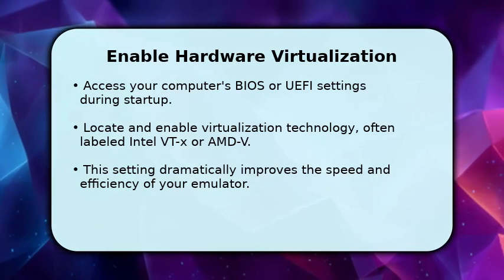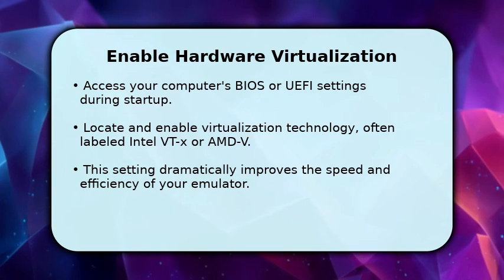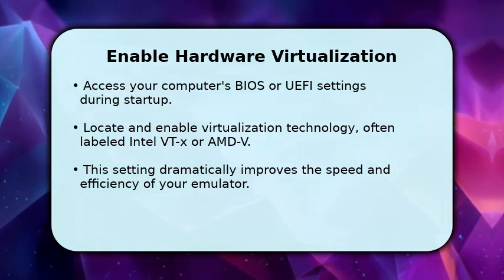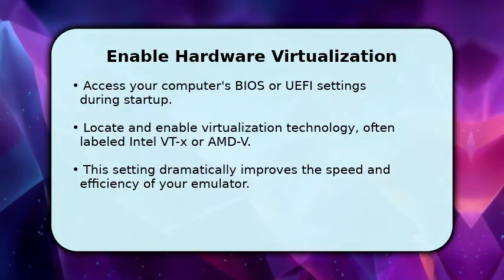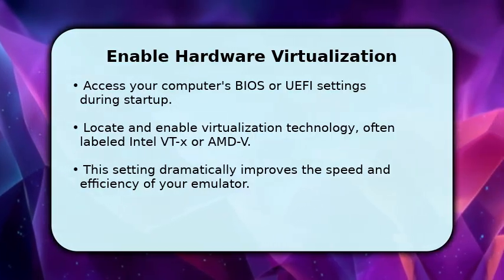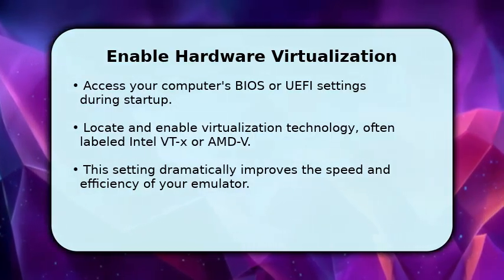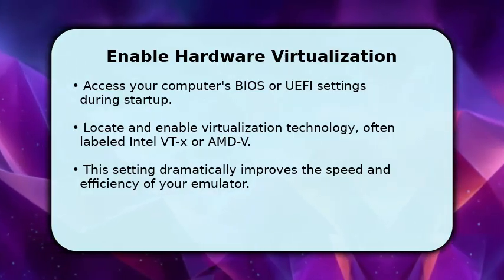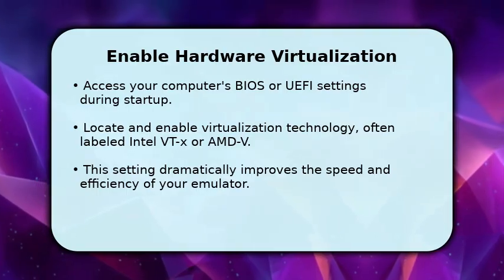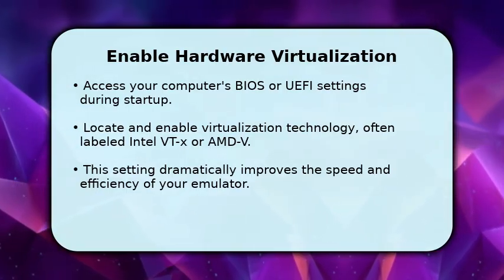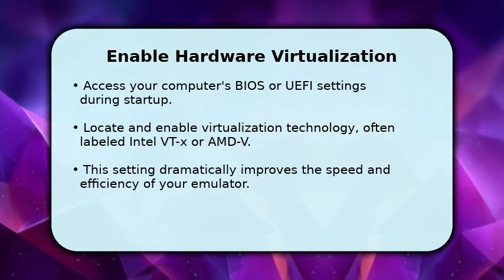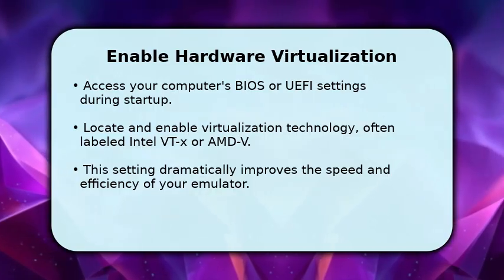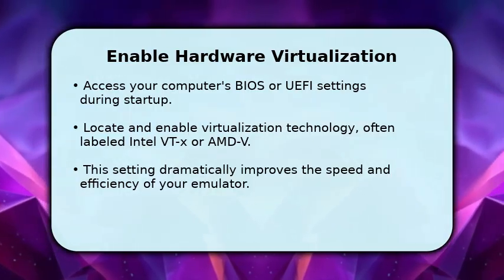To begin, you must enable hardware virtualization in your computer's BIOS or UEFI settings. Restart your PC and press the designated key, usually F2, Delete, or F10, to enter the setup menu. Navigate to the CPU configuration or advanced settings to find options like Intel VT-x or AMD-V. Ensure this feature is enabled, then save your changes and exit. This critical step boosts emulator performance by up to 100%.